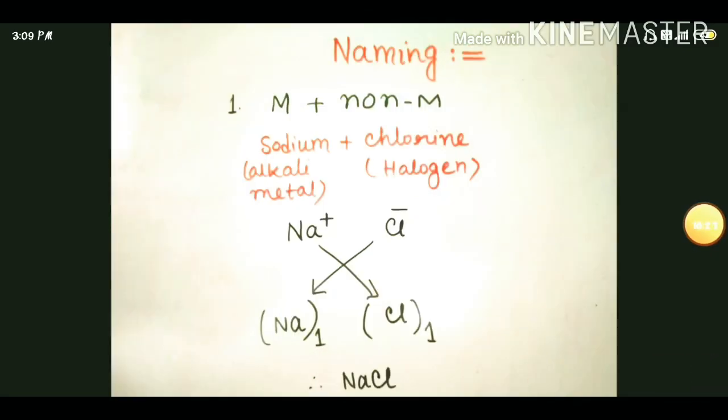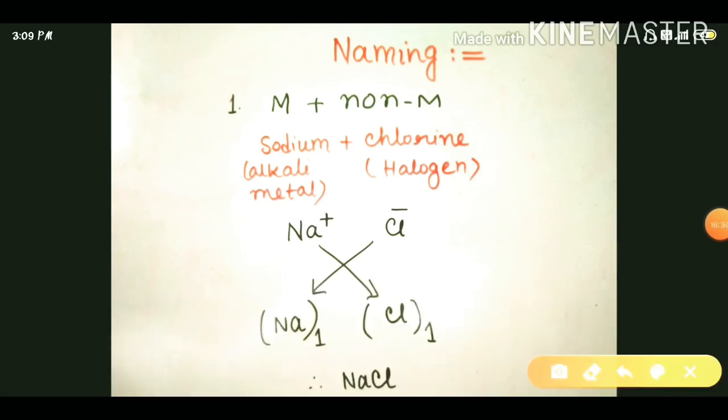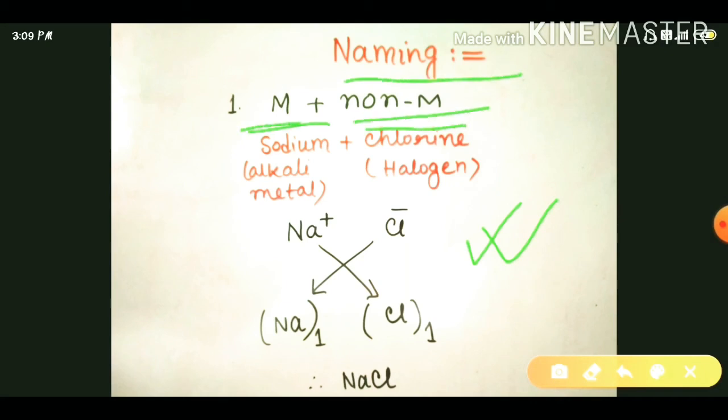Let's start naming of chemical compounds. With naming, we also practice chemical formulas. For naming, if we take a metal with a non-metal, then what happens? If we take a metal like sodium, which is an alkali metal, right, and chlorine, which is basically a halogen, then what happens?